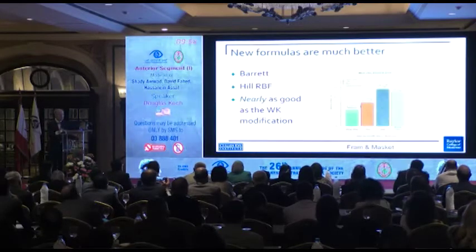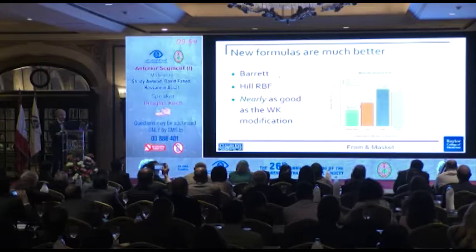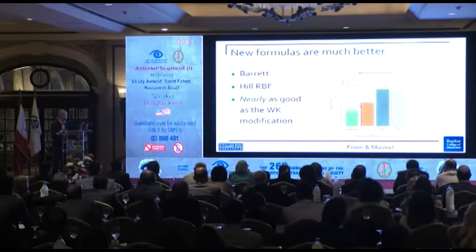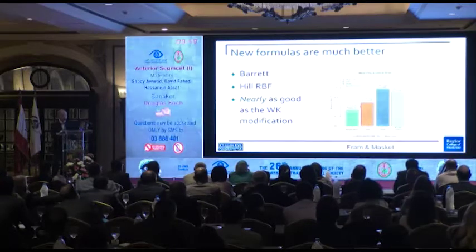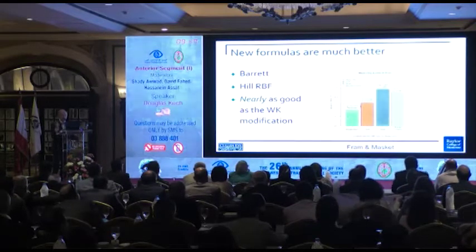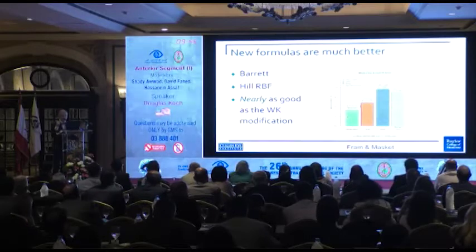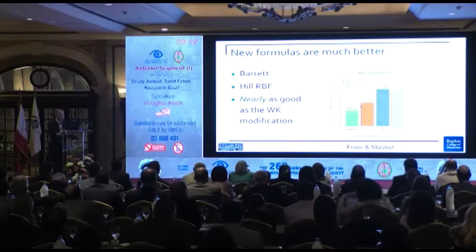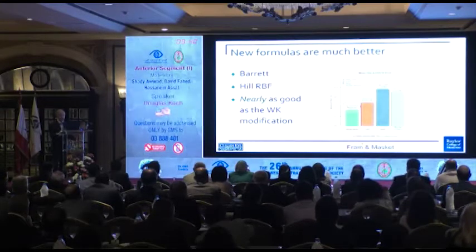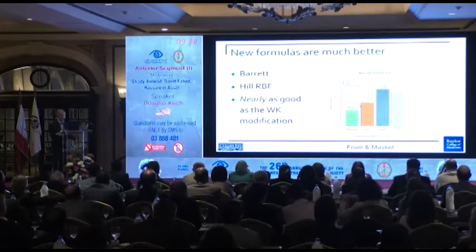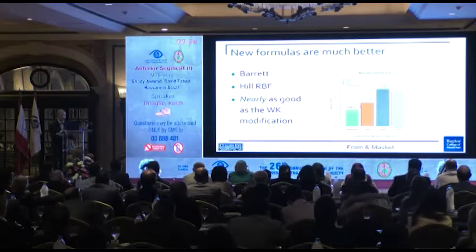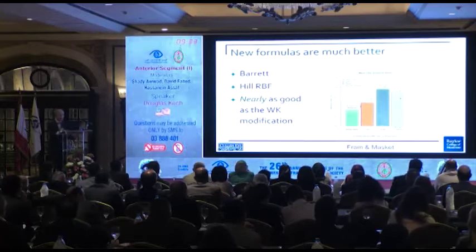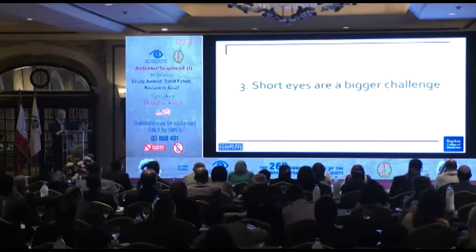Now, the good news for many of you is that if you have the Barrett Universal 2 and the Hill RBF, they're getting better and better because they've kind of learned from this. We still think ours is a little bit better, but the good news is you've got to think about the long eye and be careful to avoid hyperopia. The Barrett, the Hill, or the Wang-Koch modification, and this is a paper by Fram and Masket showing that the mean absolute error was lower with our formula than the Olsen and the Barrett. But those are certainly doing better. Okay, that's the long eye.